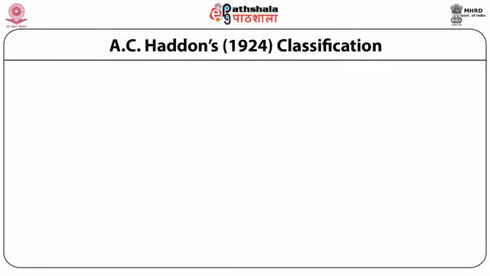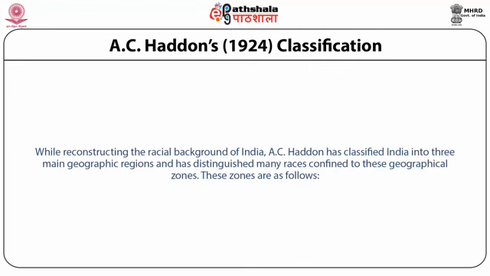The classification given by A.C. Haddon. While reconstructing the racial background of India, A.C. Haddon has classified India into 3 main geographic regions and has distinguished many races confined to these geographical zones. These zones are as follows.